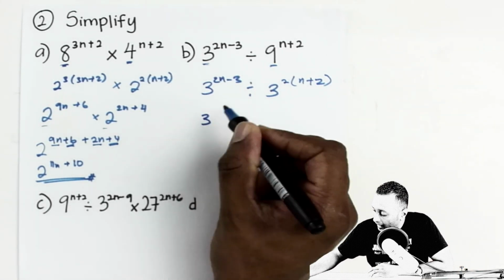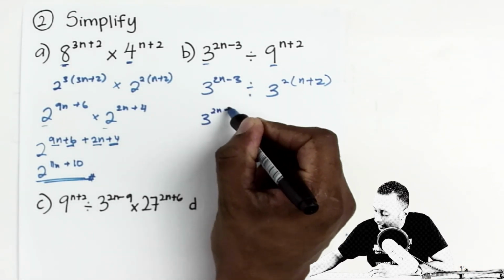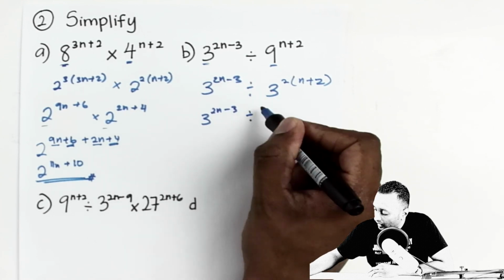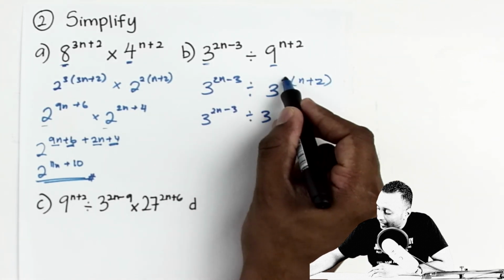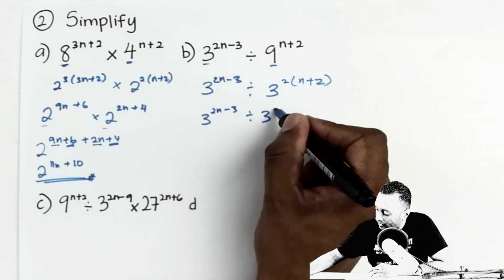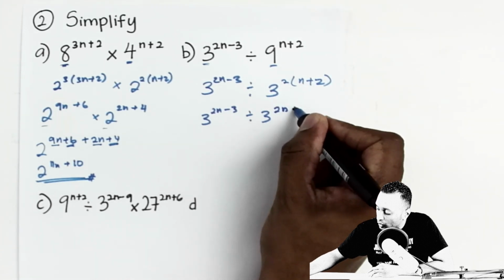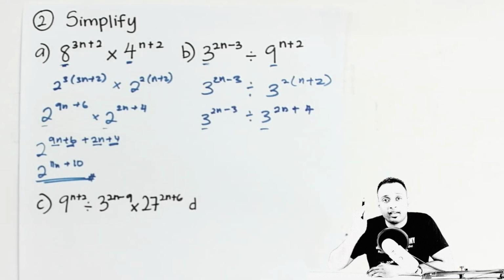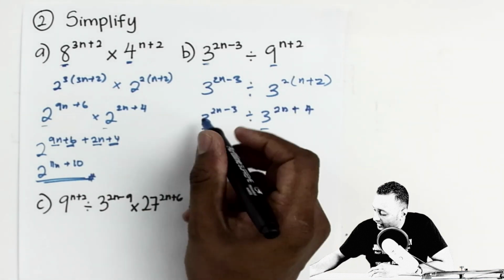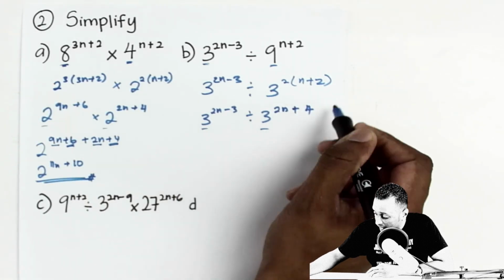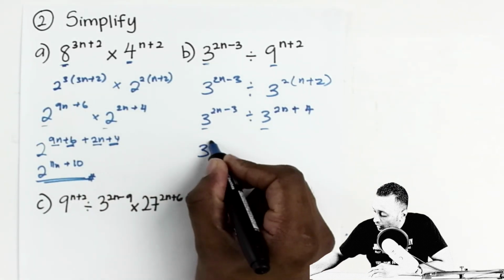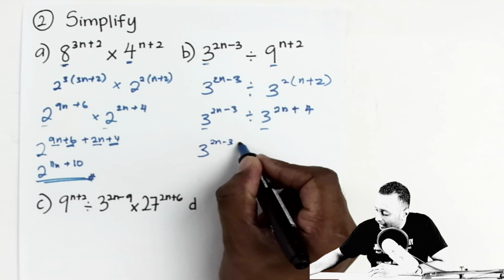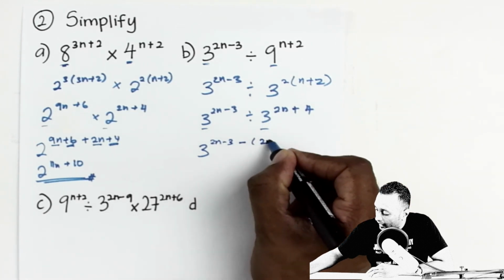I'm going to have 3, the power is 2n minus 3, divide 3. Okay, and what we're going to do here? Multiply 2 times n, 2 times 2. So we're going to have 3 power 2n plus 4. That's what we're going to get. So 3 and 3, now they have become the same base. We can simplify this. Divide means minus the whole thing. So 3 power 2n minus 3, divide means minus this whole thing, which is 2n plus 4.